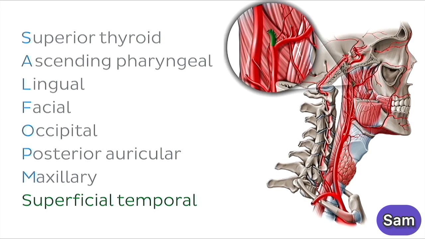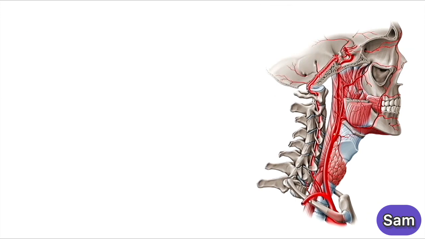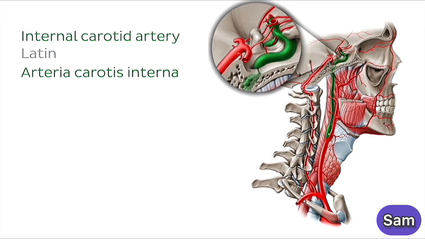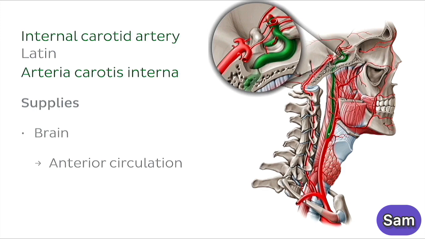Now that we're done with the external carotid artery, let's take a look at the internal carotid artery. You can see it here, arising at the carotid bifurcation, travelling superiorly in the neck and entering the skull through the carotid canal. The internal carotid arteries are one of the 2 main pairs of vessels supplying the brain. They provide the so-called anterior circulation. We will see the other pair later in this tutorial.